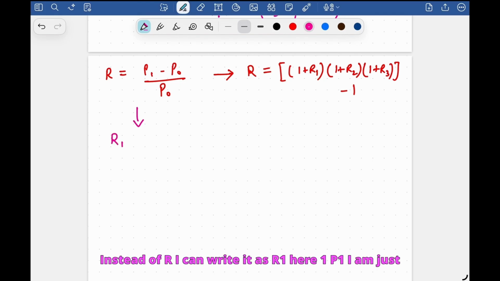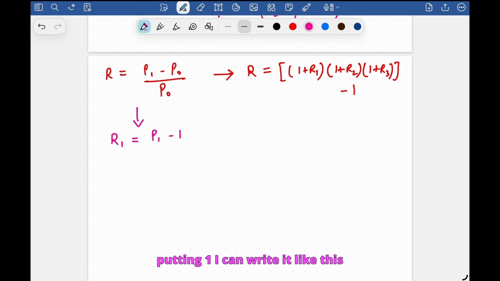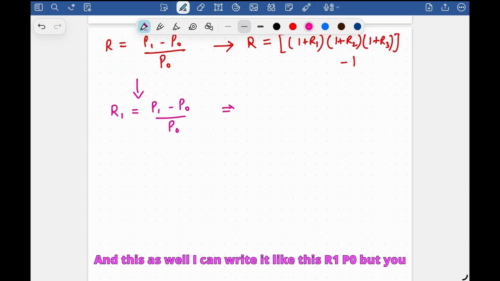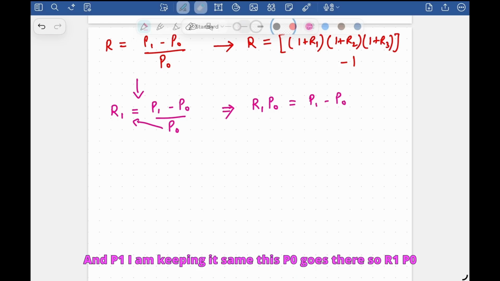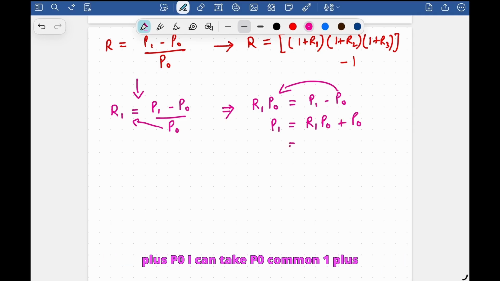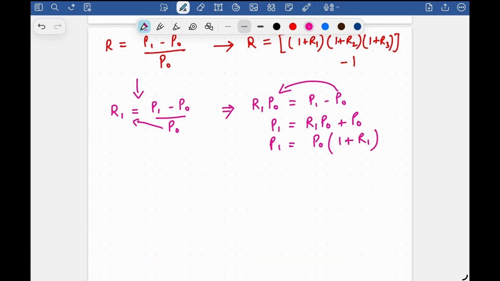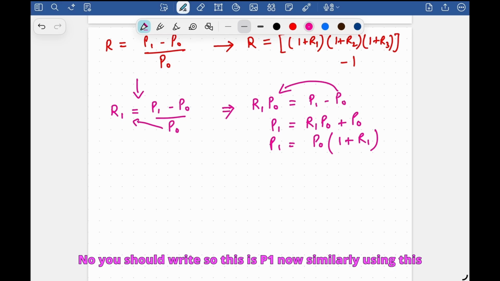Instead of R, I can write it as R1, just putting 1. I can write it like this, and this as well. R1 times P0 equals P1 minus P0, right? And P1, I'm keeping the same. This P0 goes there, so R1 P0 plus P0, I can take P0 common: P0 times (1 plus R1). No issue, right? So this is P1.